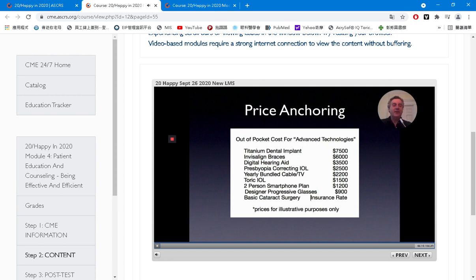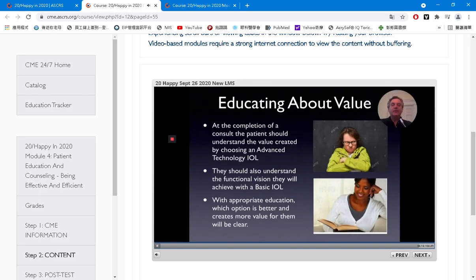And I think this is another way to help patients become more comfortable with the value and begin the discussion of cost. So when you complete a consult, the patient should understand the value that they get with an advanced technology lens, and more importantly, the frame of reference of what they would achieve in terms of their vision if they go with a basic IOL. And with appropriate education, which option is better for the patient and which creates more value for them will be clear, without selling and just educating the patient.